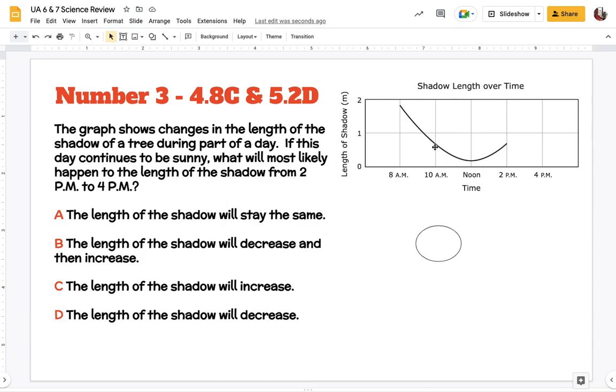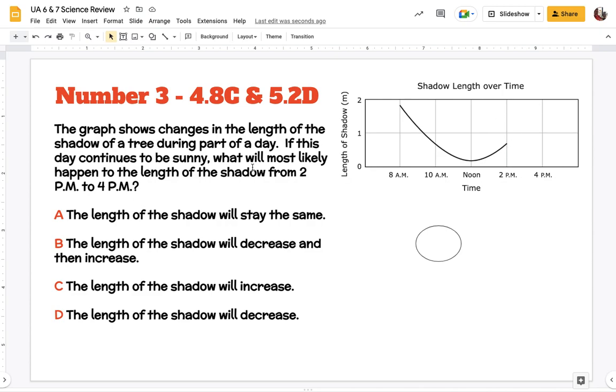And then what's happening from 10 o'clock a.m. to noon? If you said it's decreasing or going down again, very good. It is. So those shadow lengths are getting even smaller. In fact, they're almost at 0 here. But then you'll notice from noon to 2 o'clock, what do you notice starting to happen with those shadow lengths? They're getting longer, they're getting bigger. Okay, they are increasing in size.